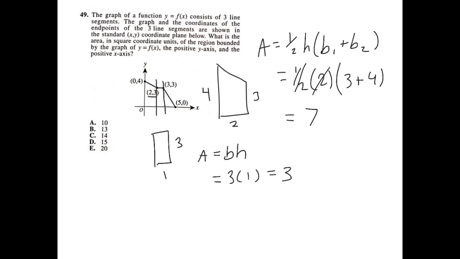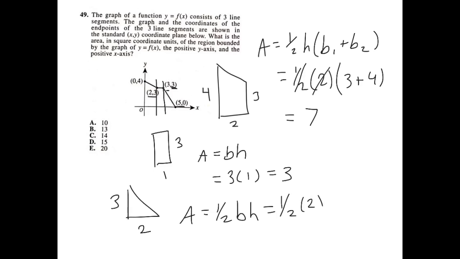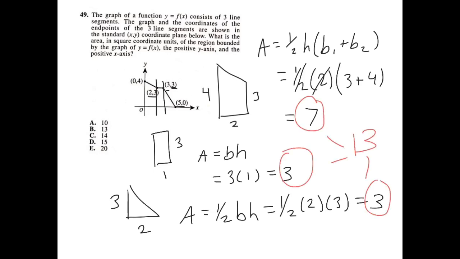And for the triangle at the end, we see that the difference between the x coordinates, 5 and 3, is 2. So we know that this length is 2. And the y coordinate tells us that this triangle has a height of 3. And the area of a triangle is just 1/2 times base times height. So we do 1/2 times 2 times 3, and that just equals 3. And we add all these values together, we get 13. And that is answer choice B.